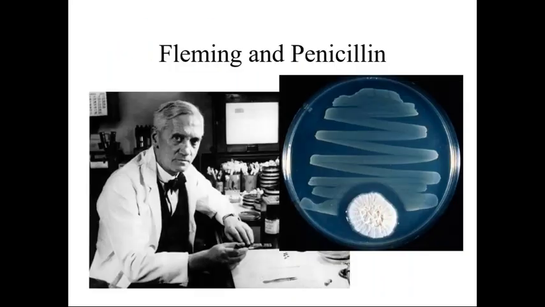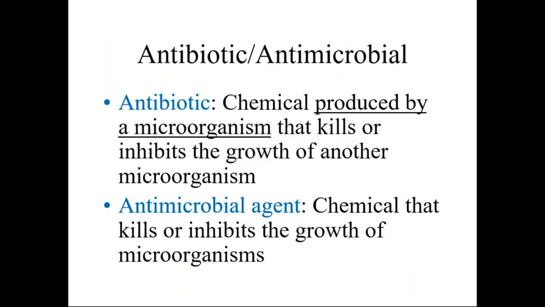So coming to antibiotics, we know that it was Alexander Fleming who discovered the first antibiotic, penicillin. An antibiotic can be defined as a chemical produced by a microorganism that kills or inhibits the growth of another microorganism. An antimicrobial agent, on the other hand, is a chemical that kills or inhibits the growth of microorganisms. It is not produced by a microorganism. That is the difference between an antibiotic and an antimicrobial agent.